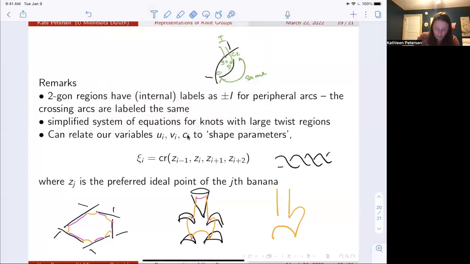1, 2, 3, 4. Good, one more. And you can associate the cross ratio of these Z's, the ideal points. So these are the Z's in order. You can associate the cross ratio of 4 consecutive Z's to a formula that involves the U's, V's, and C's. So you can think of the equations in terms of these shape parameters.